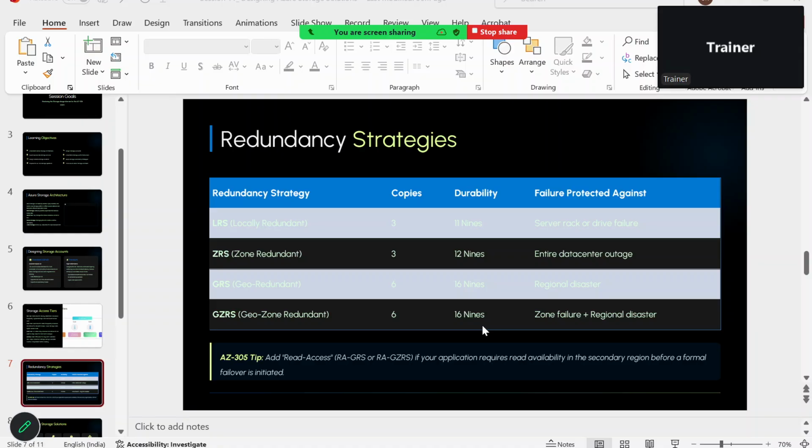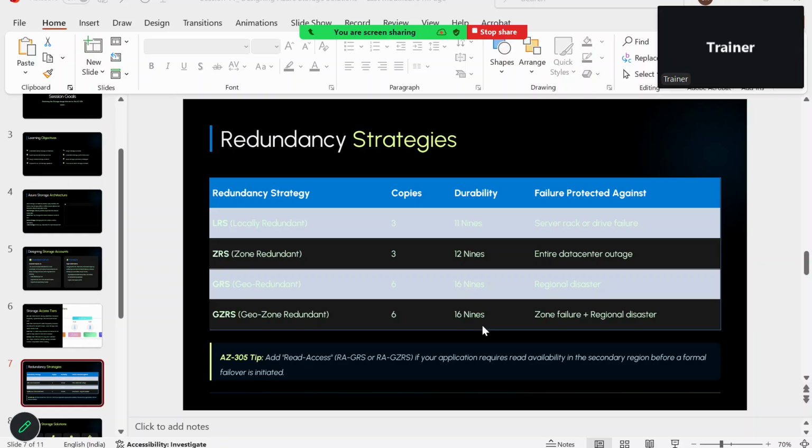So Azure redundancy options: Azure provides LRS, ZRS, GRS, RA-GRS, GZRS, and RA-GZRS. These are heavily tested in AZ-305. Now understand the decision framework. The architecture balances cost, availability, durability, recovery requirements, and compliance. Higher resilience generally means higher cost.